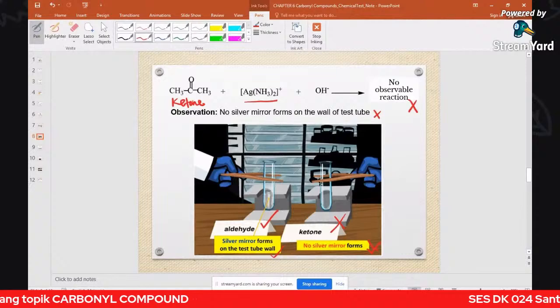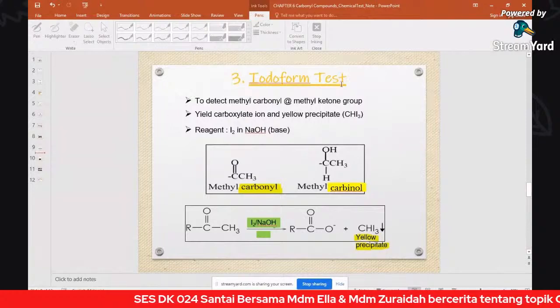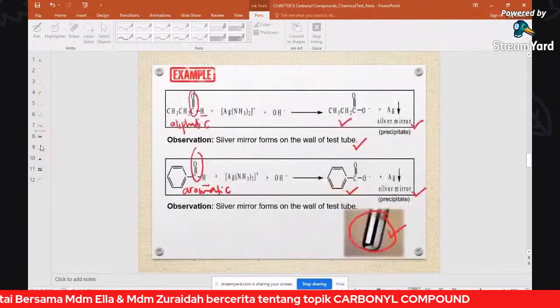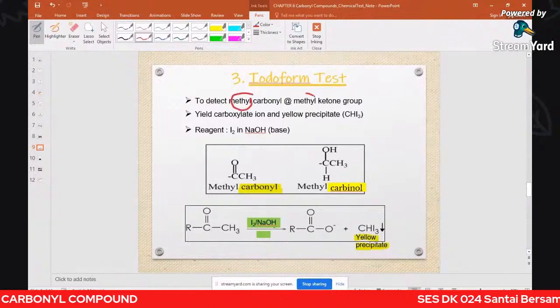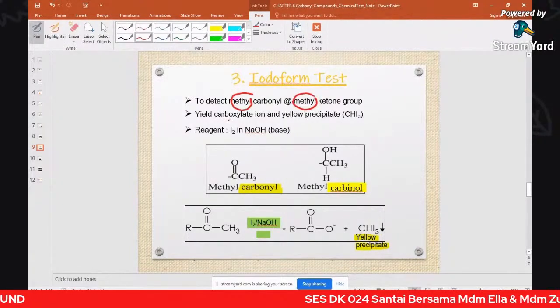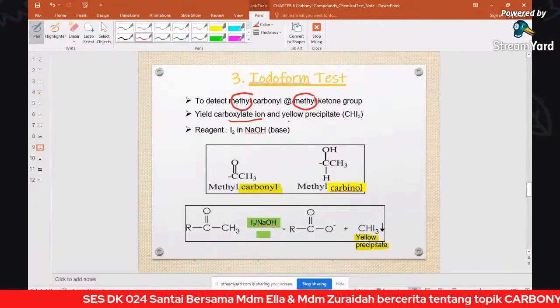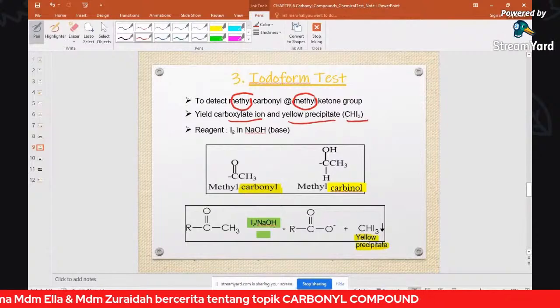Okay, ini tak ada lah. Okay, next kita pergi the third identification test for carbonyl compound, kelas, iodoform test. Okay, function of iodoform test, kelas, to detect methyl carbonyl and methyl carbinol. Okay, produce carboxylate ion, same like Tollens reagent. Cuma yang ini beza, dia produce yellow precipitate of triiodomethane. Okay, the reagent we use is iodine in sodium hydroxide, strong base.